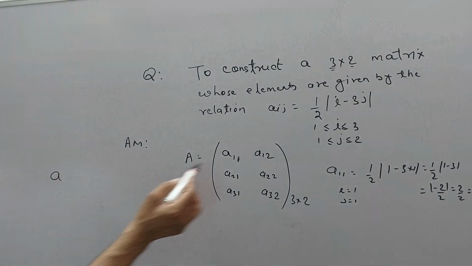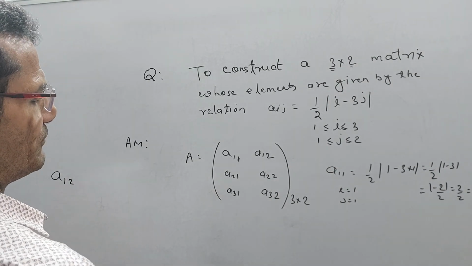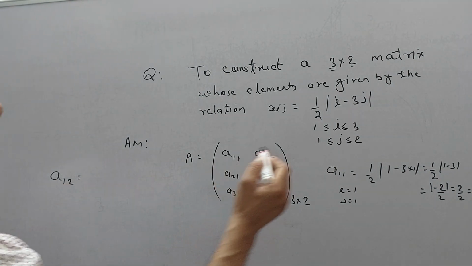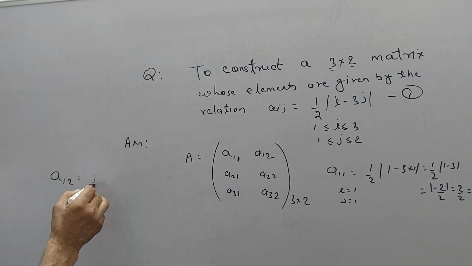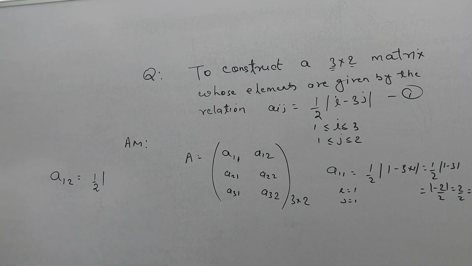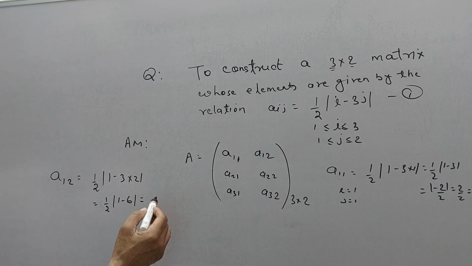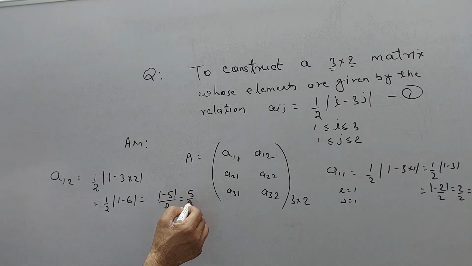Now the second element, a12, the second element of the first row. Here i is equal to 1 and j is equal to 2. I put these in equation number 1, the general element, mod of i minus 3j, with i having the value 1 and j having the value 2. Now after calculation, 1 minus 6 comes out as mod of minus 5 divided by 2. Now the value becomes 5 by 2.